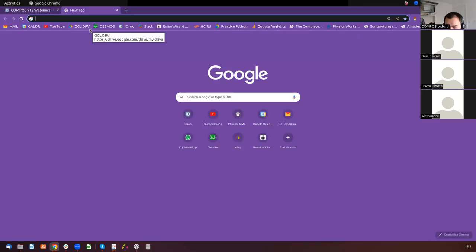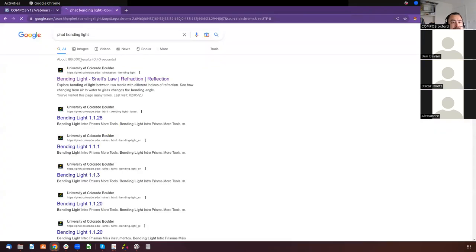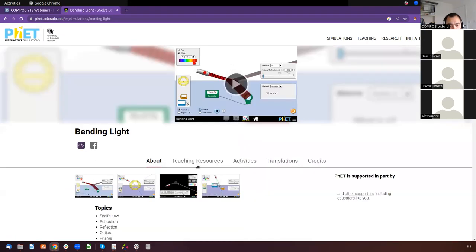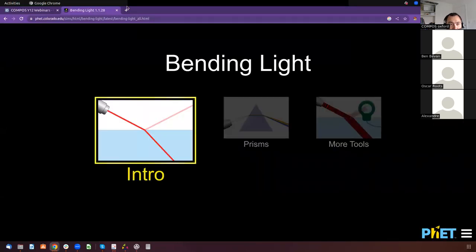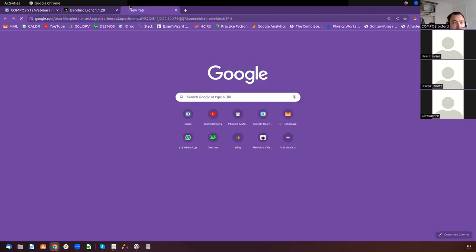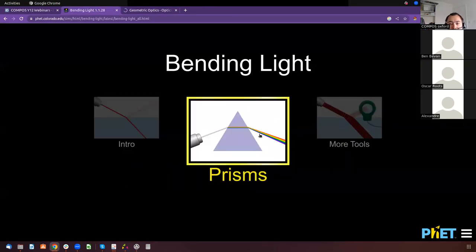And you can easily see that here. Actually, there's another useful thing, geometric optics on lenses. So here you go.